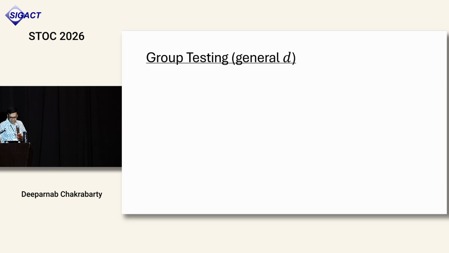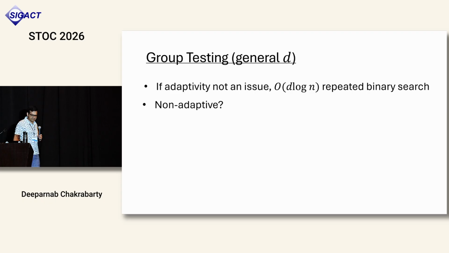So what happens with general d? Well, if you don't care about adaptivity, you can just find one coordinate at a time. So you can do it in d log n, which is the optimal thing, but it is adaptive. So can you do it non-adaptively? Can you do it in many fewer rounds?